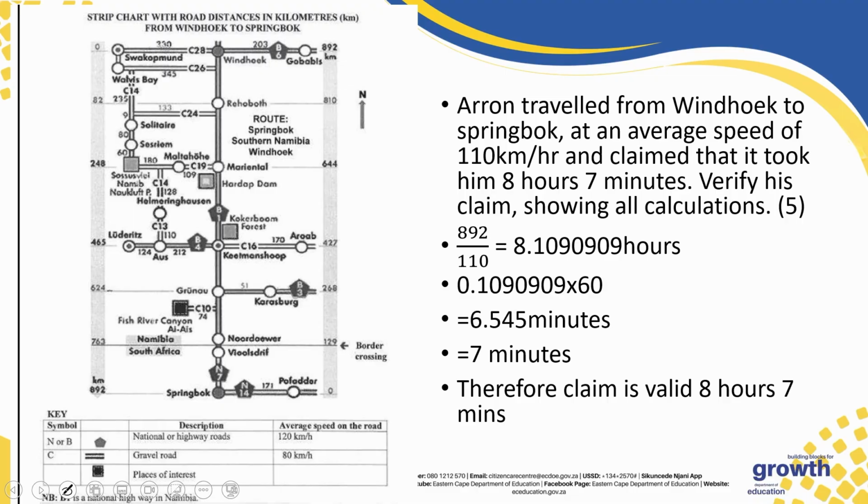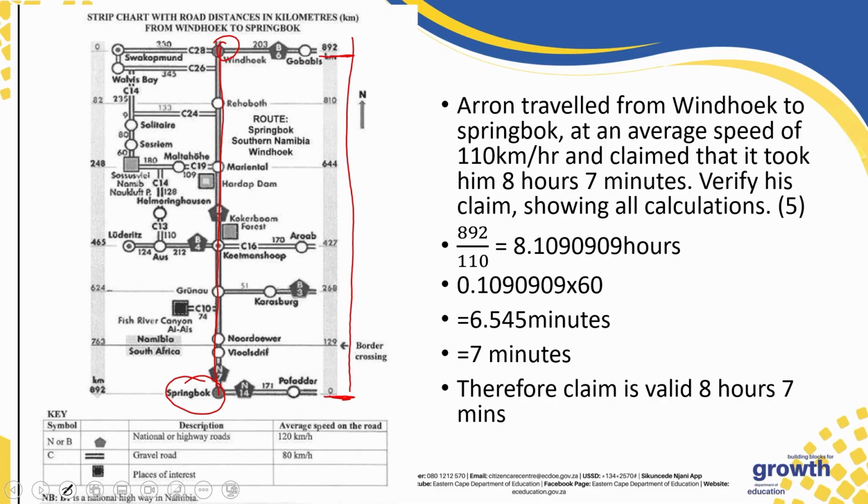Remember, here we were calculating the time taken to travel from Springbok. This is where Springbok is. So you move up to Windhoek. This is where Windhoek is. So you look at the distances along here on the side. So it is 892. This is our distance from Springbok to Windhoek, the one we use to calculate our time.